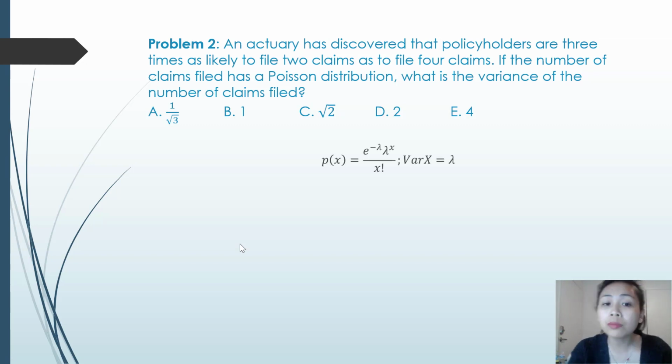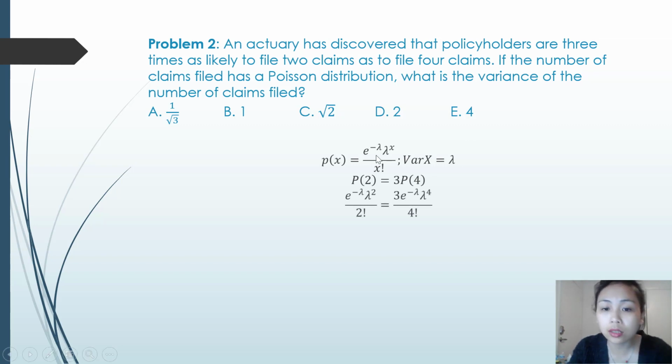So remember, for a Poisson distribution, the probability function P of x is e to the negative lambda, lambda to the x over x factorial. And the variance of this distribution is just lambda. So to find the variance, basically we have to find lambda. We are going to use the one piece of information given here: policyholders are 3 times as likely to file 2 claims as to file 4 claims. So that means P of 2 is equal to 3 times P of 4.